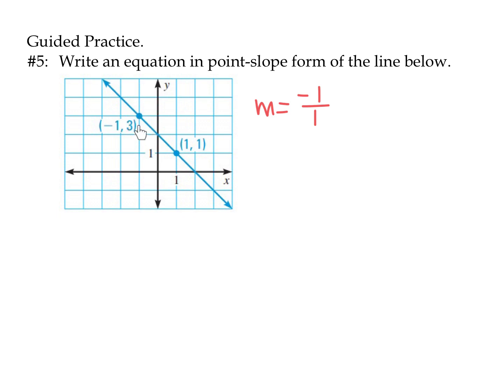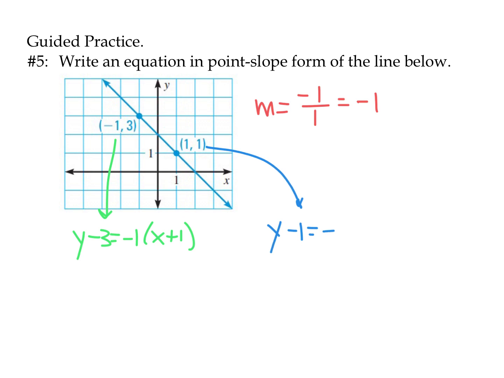If you wanted to count, let's say, from this point down 2 over 2, that's fine. Negative 2 over 2 would still come out to negative 1. So the slope here is negative 1. And now we were thinking, okay, point slope form, we need an x1, y1. Which one should it be? We could write using either one. So I'm going to write one using the point negative 1 comma 3. That would be y minus 3 equals negative 1 parentheses x plus 1. And then we'll write it using the point 1 comma 1. So I could have y minus 1 equals negative 1 times x minus 1.